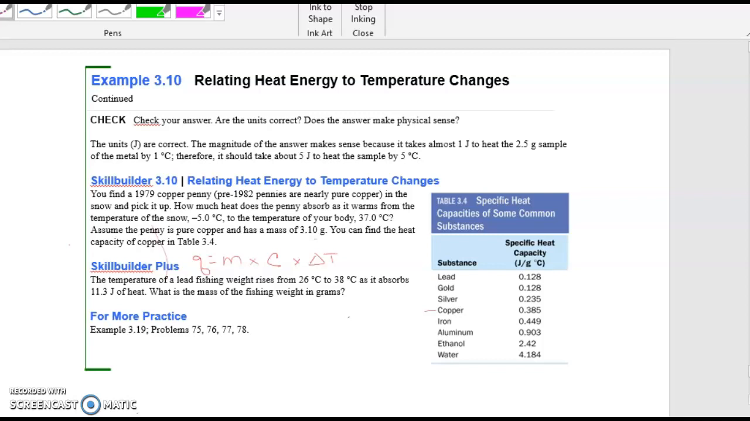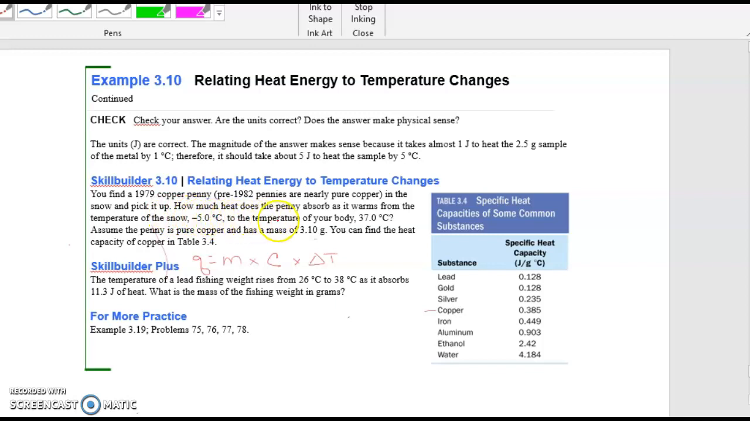All right, we're going to do one more problem here relating to heat, energy, and temperature changes for you guys to watch before we have class on Wednesday. So we're going to do the Skill Builder exercise 3.10, and it says that you have a copper penny from 1979 in the snow. You pick it up.